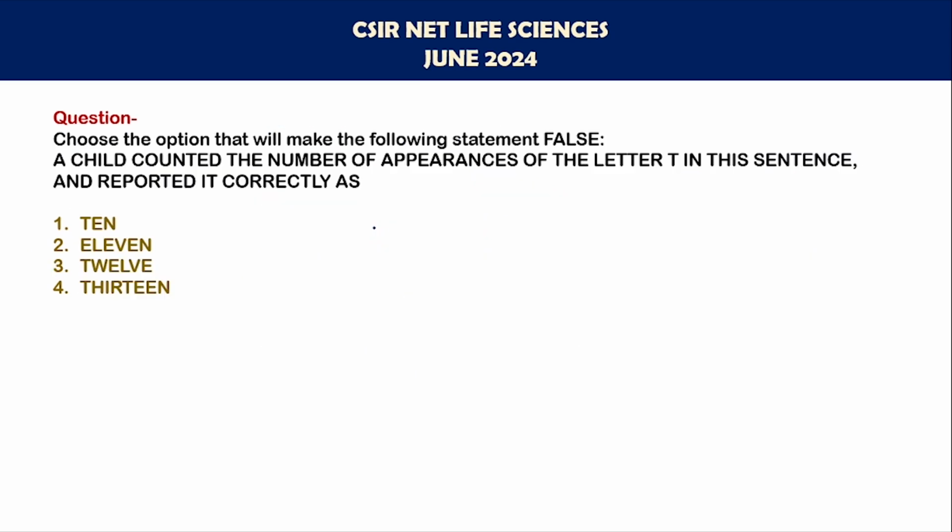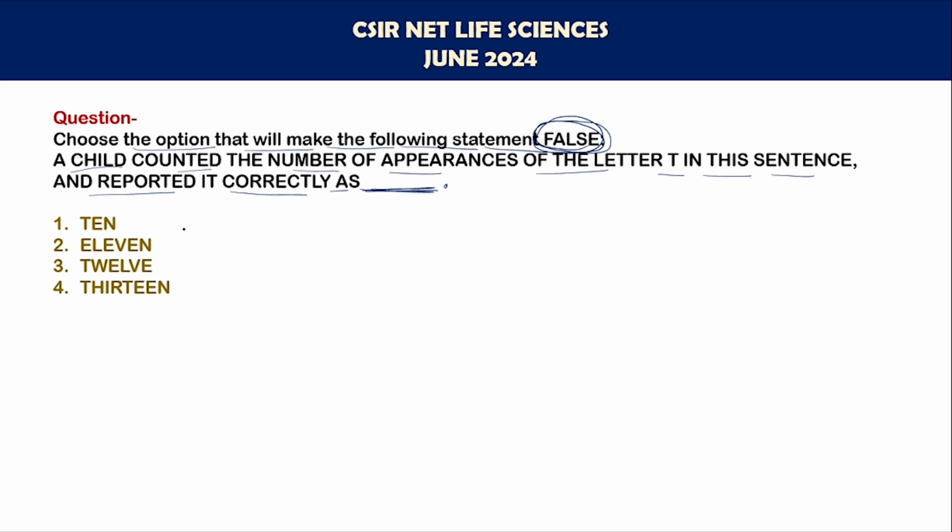Okay. Next. Now choose the option that will make the following statement false. They are asking which option will make this sentence false. A child counted the number of appearances of the letter T in this sentence and reported it correctly as, the sentence is here, with the blank given over here. So you have to count the number of T's in this sentence, and then choose the option that will not fit, that will make this sentence false.